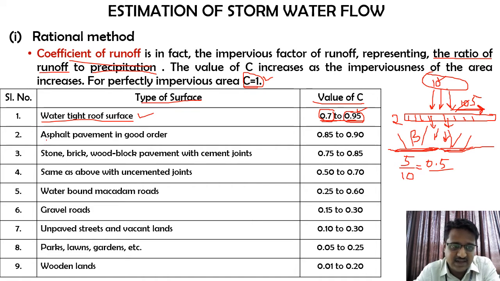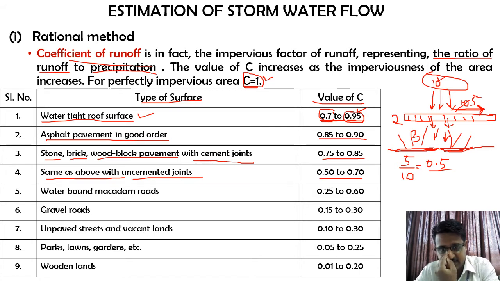Next is asphalt pavement in good order. So here it will be 0.85 to 0.9. Stone, bricks, wood block pavement with cement joint. So here also it is 0.75 to 0.85. Same as the above with uncemented joints. So here you can check out, this is less.